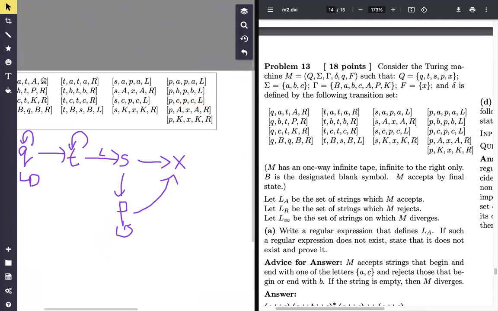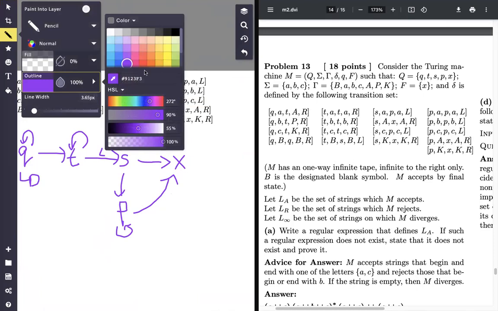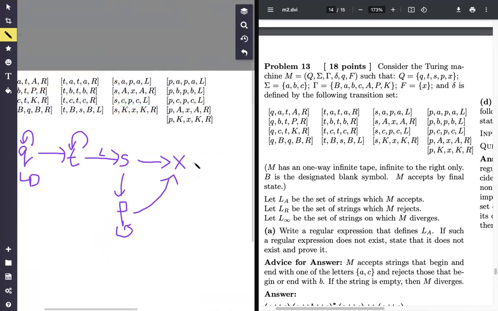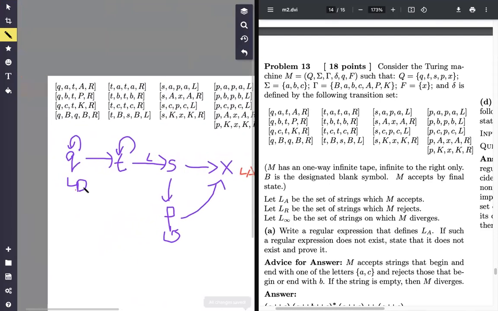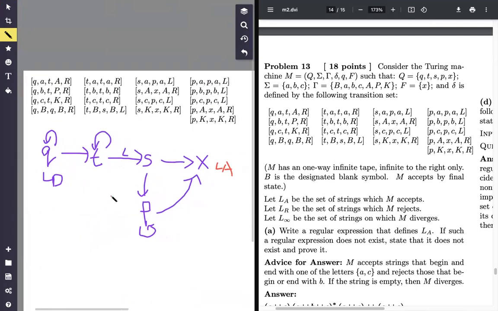And then which one's our final state? We have X as our final state. So let's label that. Let's use red. So L accepts. And then L diverge is over here. And then possibly everything else is L rejects.